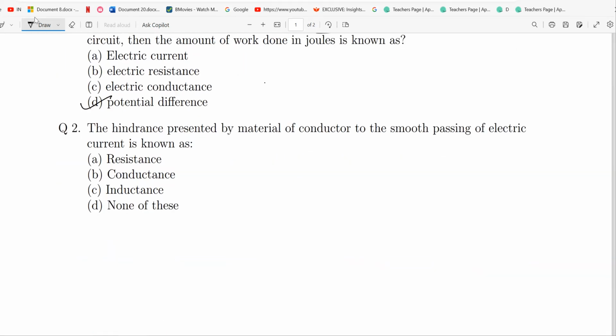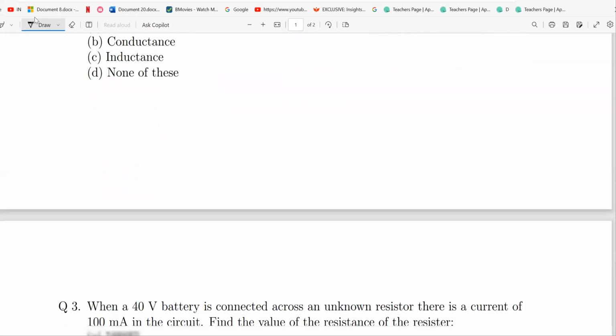Next question: the hindrance presented by the materials of a conductor to the smooth passing of electric current is known as resistance. Okay.